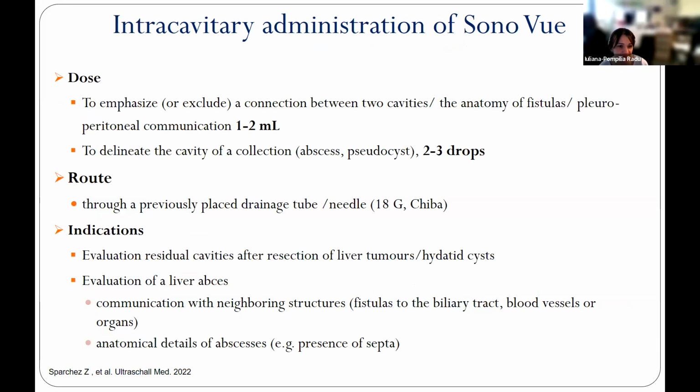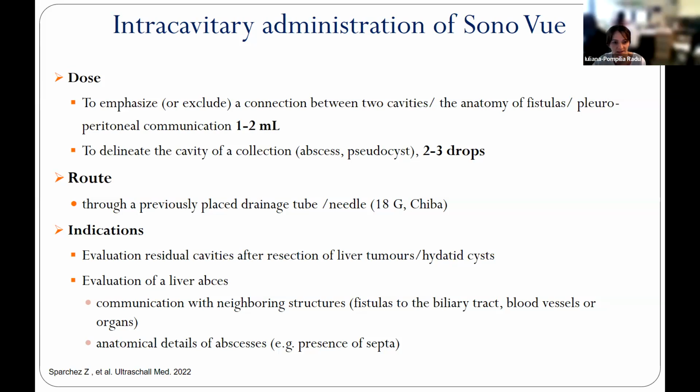of the Sonovue. It's used to emphasize the connection between two cavities, a fistula, pleuro-peritoneal communication, or an abscess with a biliary duct. In this case, the quantity of the contrast has to be higher, 1 to 2 milliliters. But if we want just to delineate the cavity of the collection of the abscess, we use 2-3 drops of Sonovue in 100 milliliters NaCl.